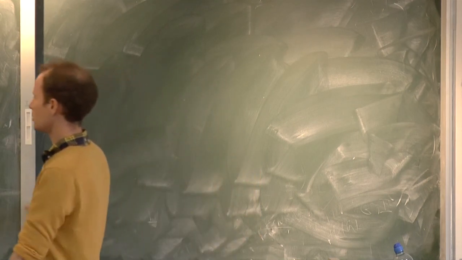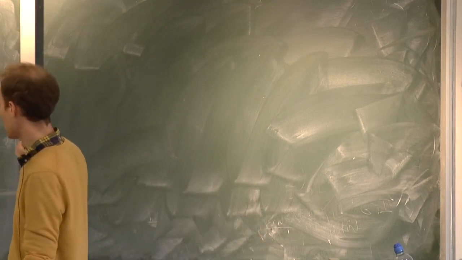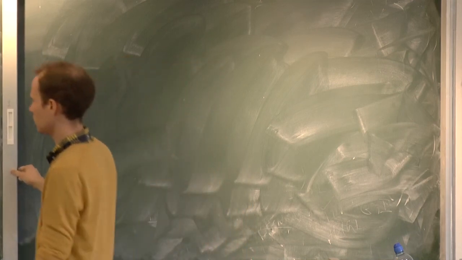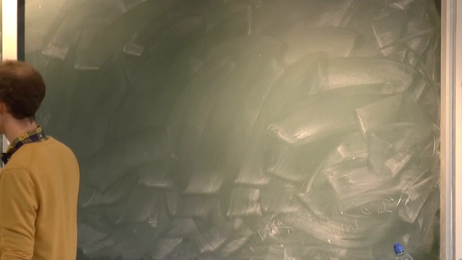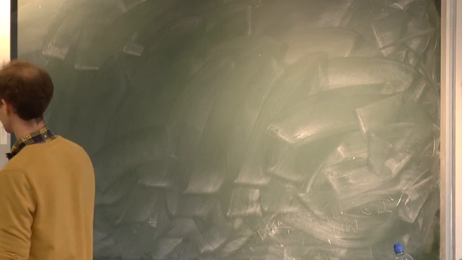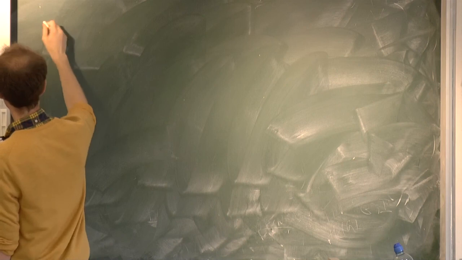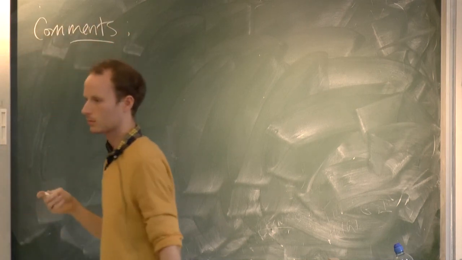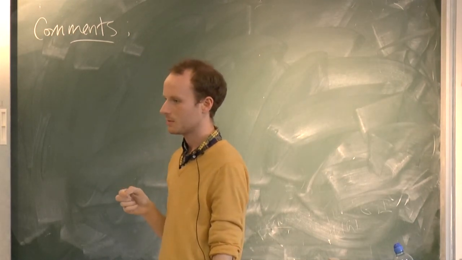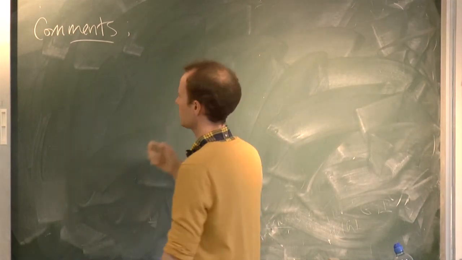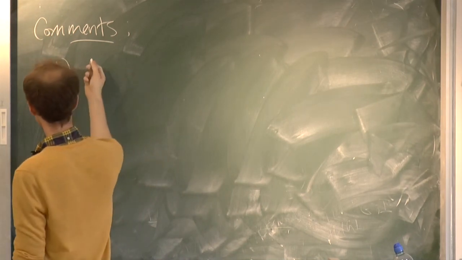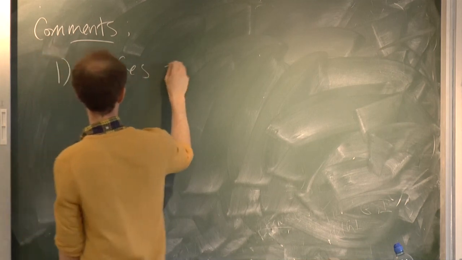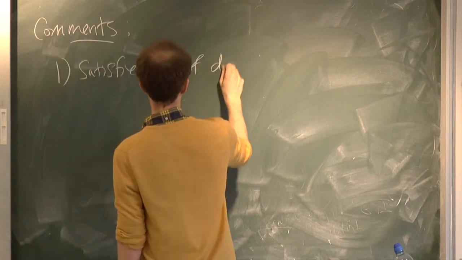Okay, so that's a definition. So there are some comments I need to make. Let me put off the example for a little bit. Comment one is that it satisfies nice descent properties, so sort of fppf descent.